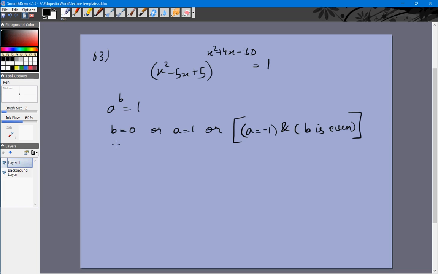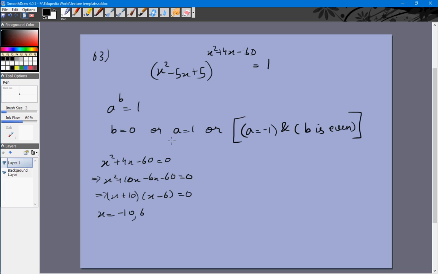The first one, b is equal to 0, gives me x square plus 4x minus 60 is equal to 0, which is x square plus 10x minus 6x minus 60 is 0, which means x plus 10 multiplied by x minus 6 is equal to 0. So x is equal to minus 10 or 6. We get two possible real values.